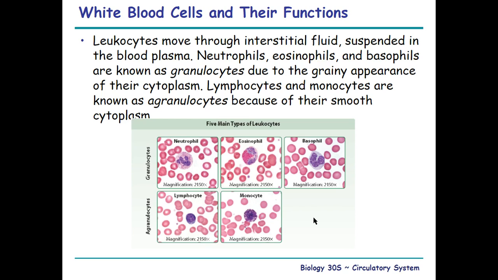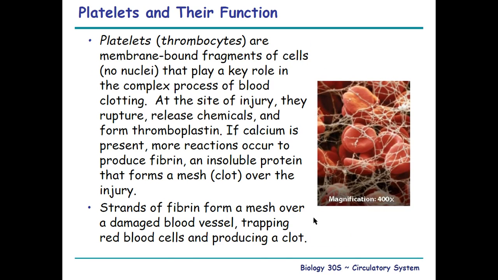Leukocytes move through interstitial fluid suspended in the blood plasma. Neutrophils, eosinophils, and basophils are known as granulocytes due to their grainy appearance. Lymphocytes and monocytes are known as agranular because of their smooth appearance. You'll see here in a second another picture. Not quite yet, another slide.